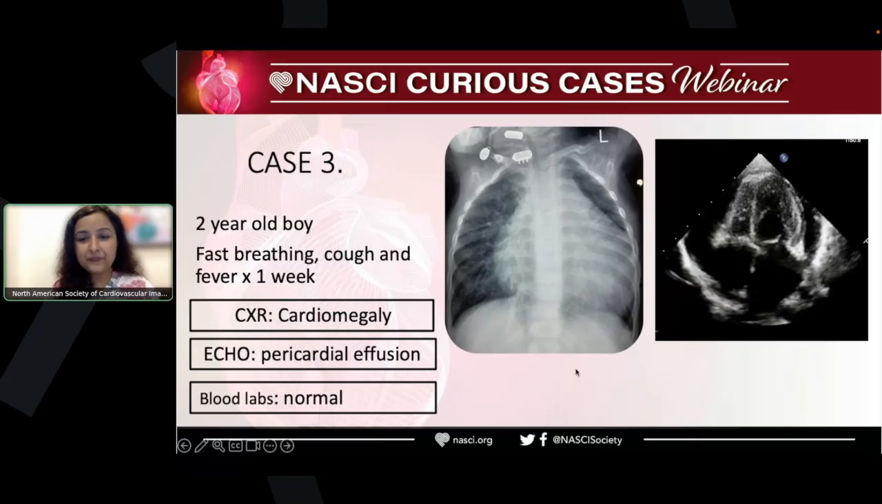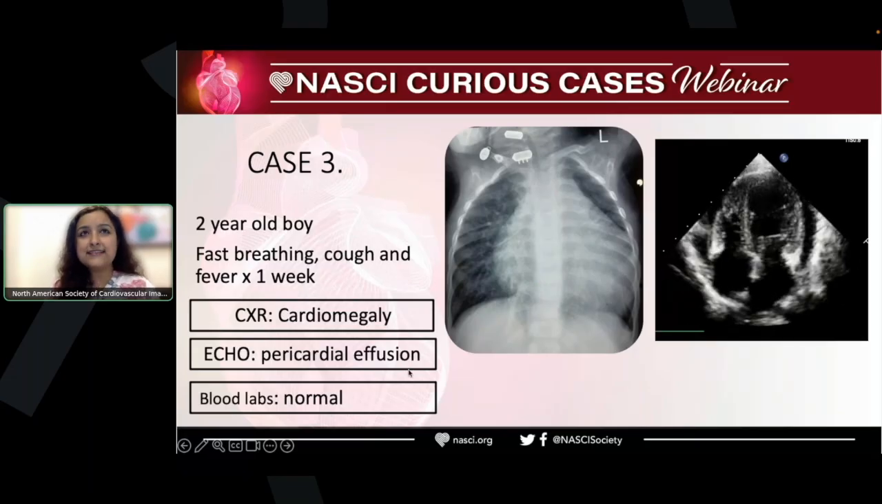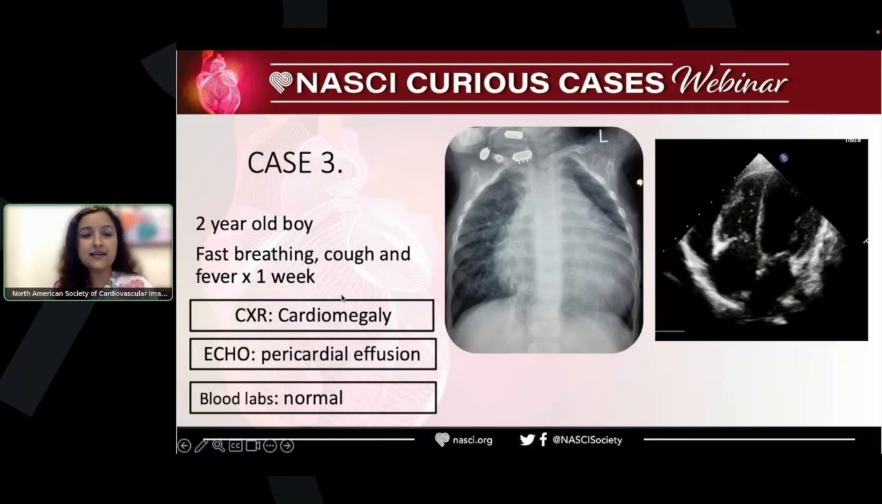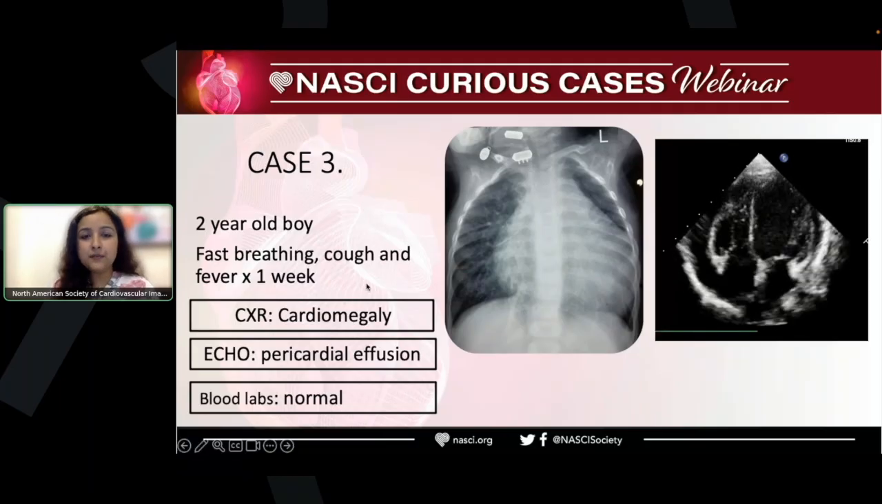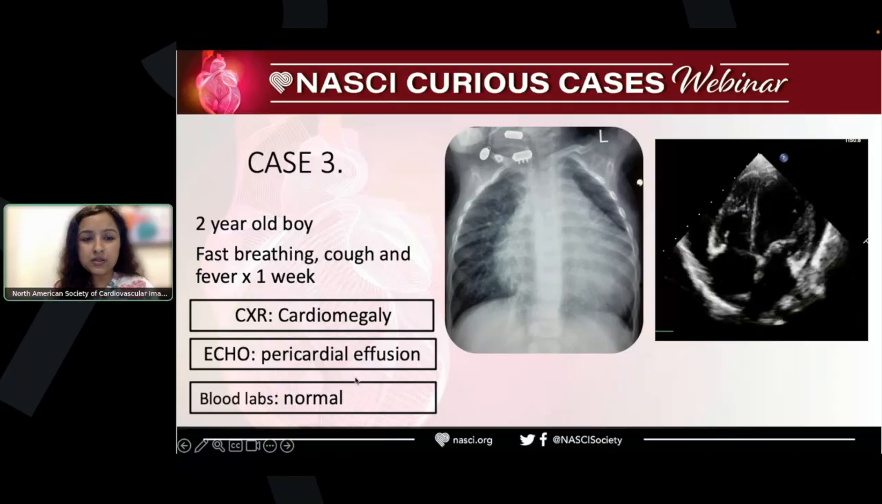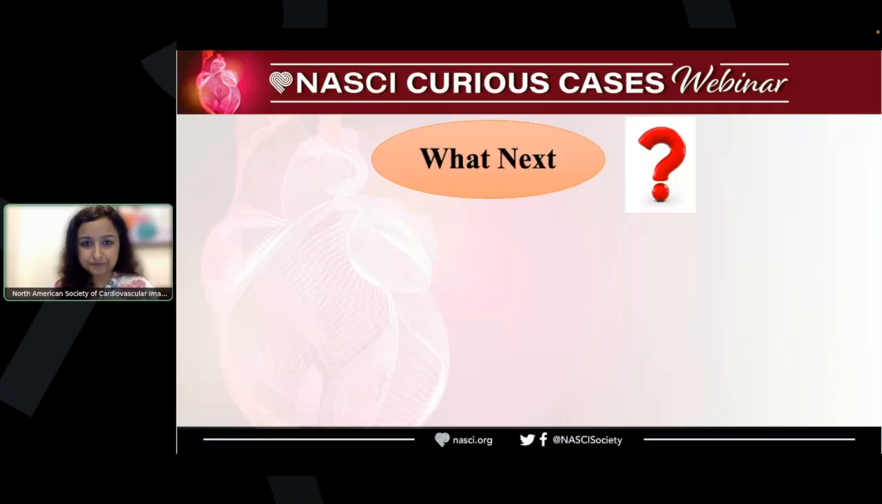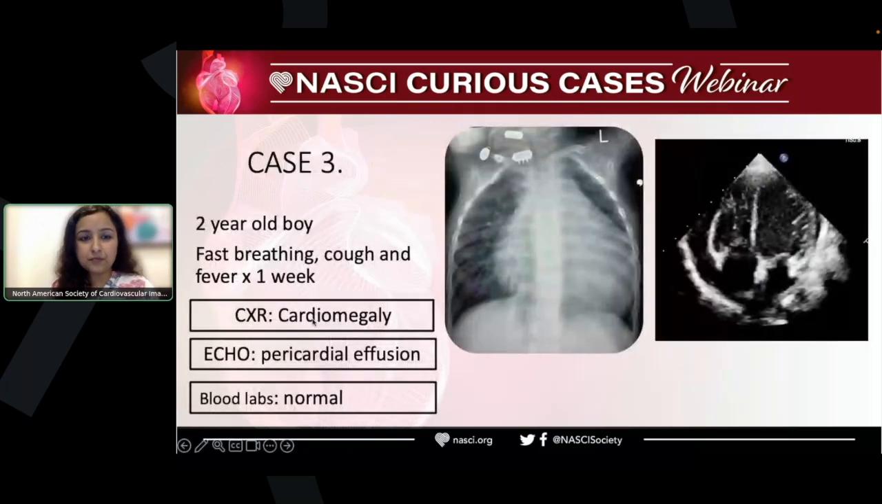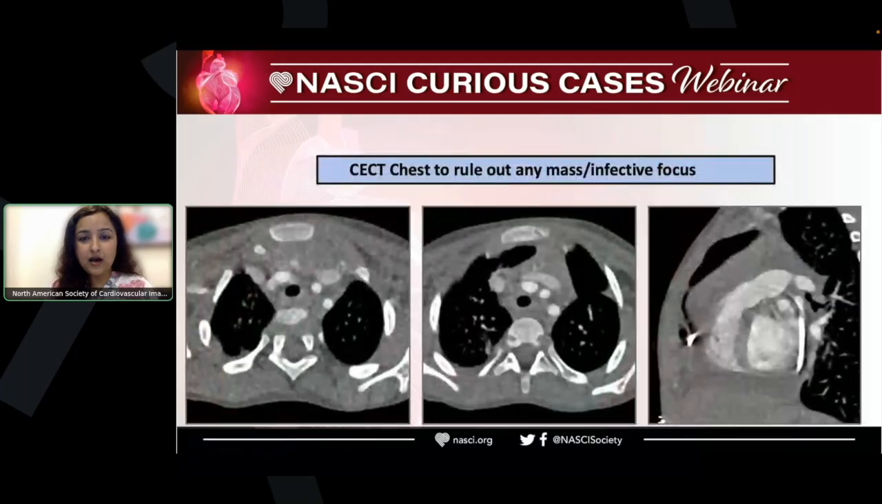The blood labs didn't show anything very significant. TLC, DC, everything was normal. The inflammatory markers were also normal. So with that, what do we do next? We did a CT, because we were thinking that probably there was some sort of chest infection that was being missed. The patient is presenting with fever, cough, and fast breathing, and CT was done, and there was a pericardial effusion.